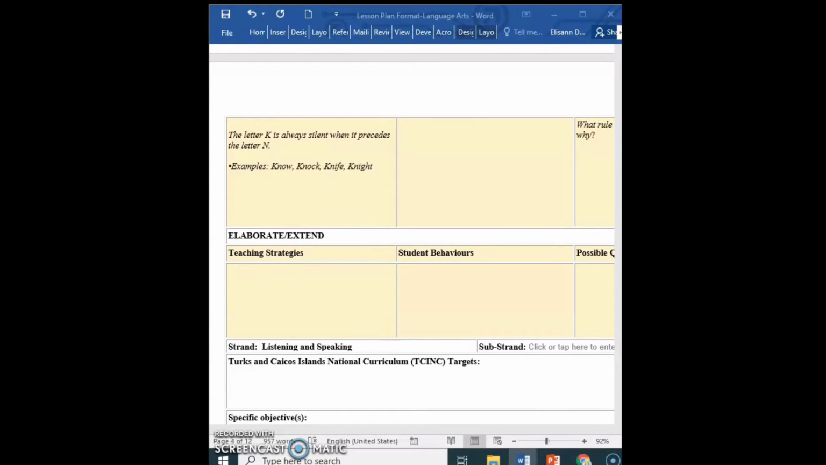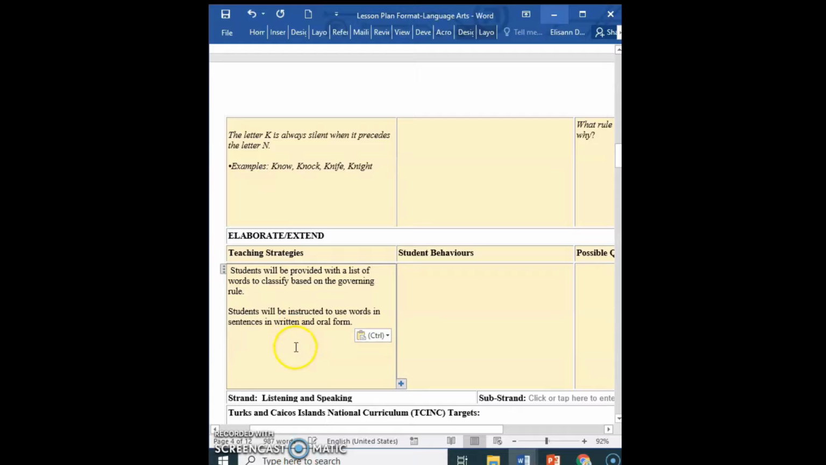So let's plan. Now, what is my activity for my lesson on decoding words and of course silent letters? So for my activity where I want my students to apply, the teaching strategy that I have organized is students will be provided with a list of words to classify, and you can see the skill coming out. They're classifying based on the governing rule. Students will be instructed to use the words in sentences, in written and oral form.